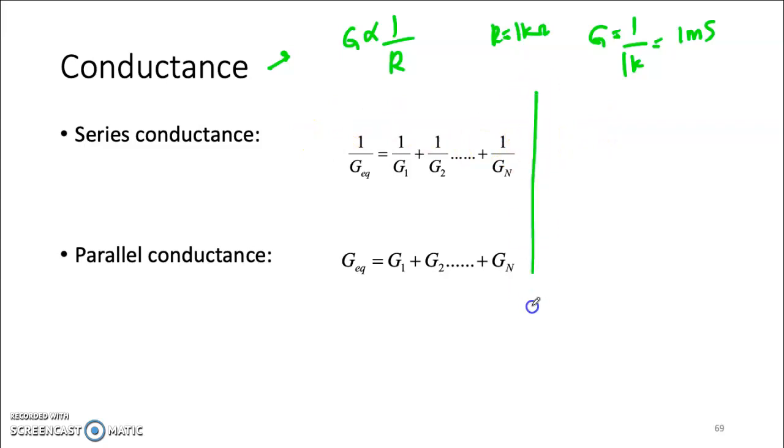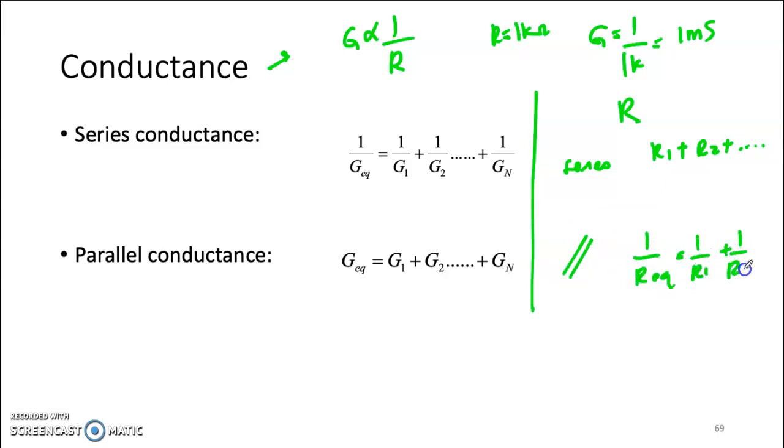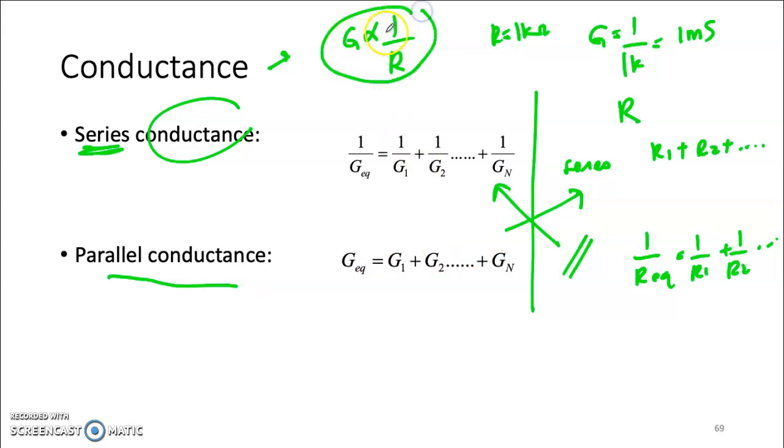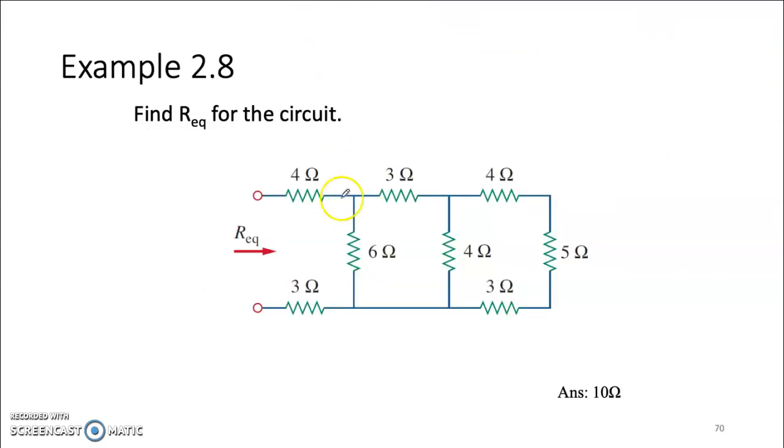So you know, for resistors, if it is in series, you just add, right? R1 plus R2 plus so on. But if it is in parallel, you're going to have 1 over R equivalent is 1 over R1 plus 1 over R2, and so on. But how about conductance? Conductance will be opposite. So if it is in series, you need to use the parallel equation. If it is in parallel, you need to use the series equation. Why? Because conductance is inversely proportional to the resistance. Okay. So let's see one example for this video.